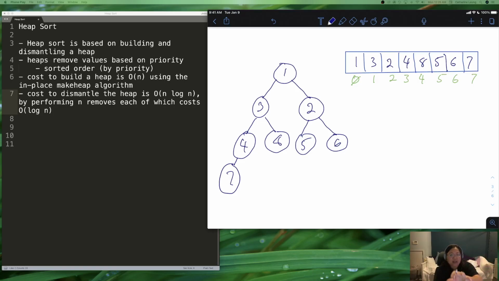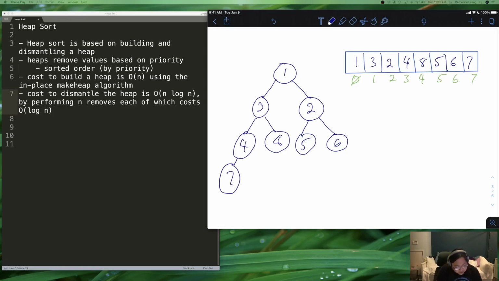Now, this is the heap that we got using make heap in the previous video. This is the last thing that we got out of it. So now we're going to do make heap on this particular array. Sorry, we've already done make heap. We're going to actually remove the values just to observe what will happen to this.